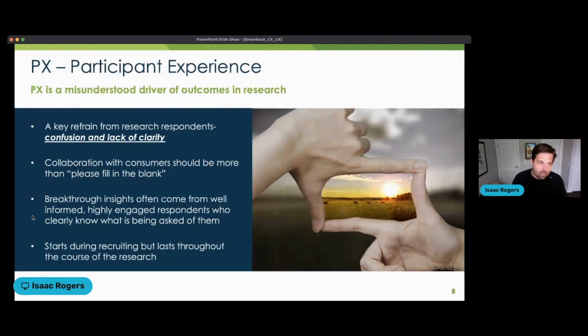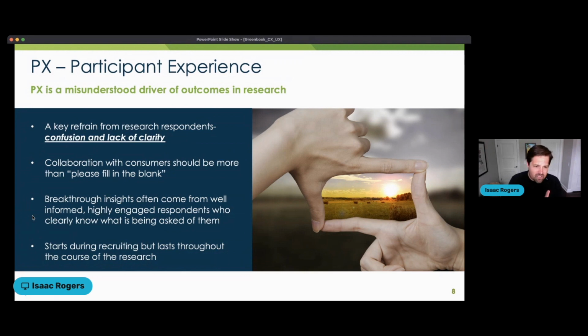The second thing I want to call out is the participant experience, the PX, which is something we talk a lot about here at Schlesinger Group. I really think this is a misunderstood component of research design. So we've got this pattern in research where we're really, really careful with our respondents. It's almost like we don't tell them what's going on. It's almost like it's a secret.